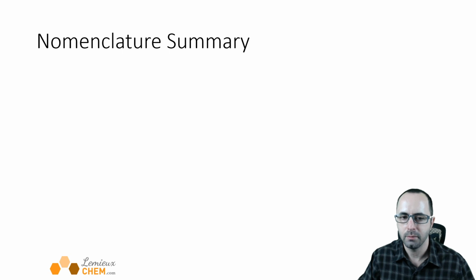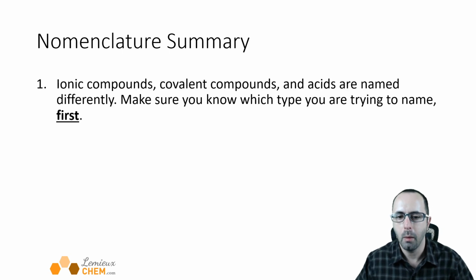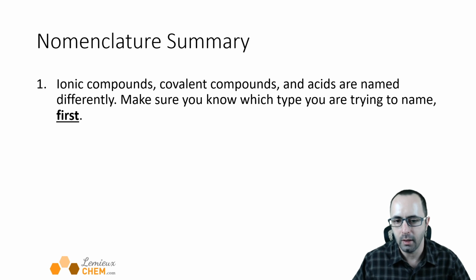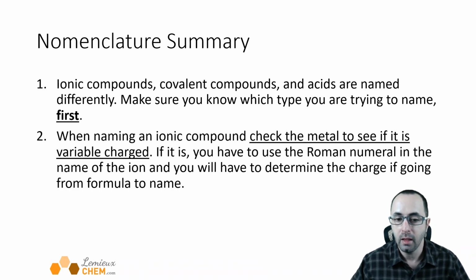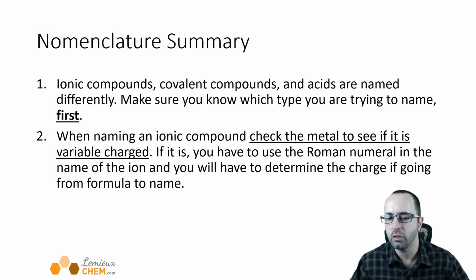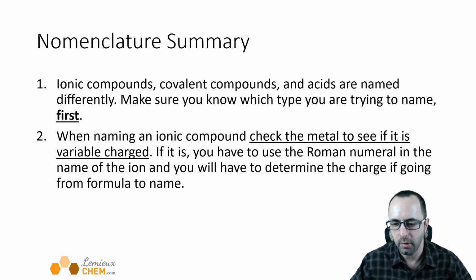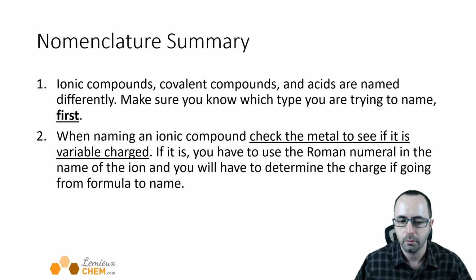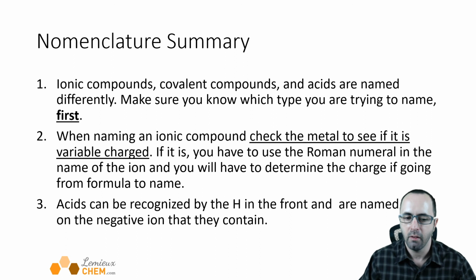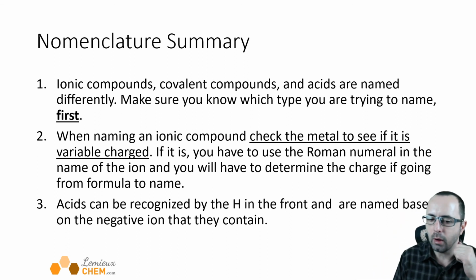So in summary, ionic compounds, covalent compounds, and acids are named differently. So make sure which you're trying to name first. Decide if it's ionic or covalent or acid. If it is ionic, check the metal to see if it's variable charge or fixed charge. If it's variable charge, you're going to have to determine the charge of the metal and use a Roman numeral to indicate that charge, if you're going from formula to name. Finally, acids can be recognized by the fact that they have an H in front. So their names are based on the negative ion that they contain.